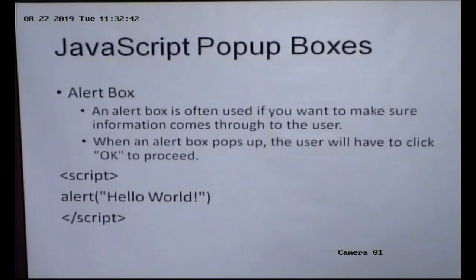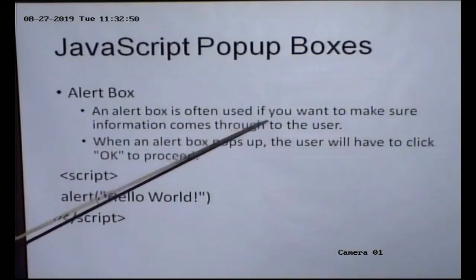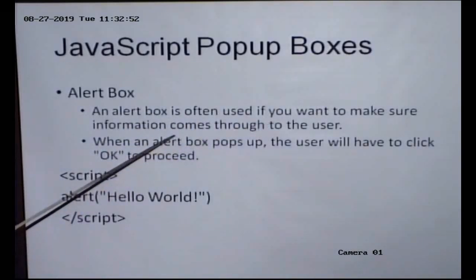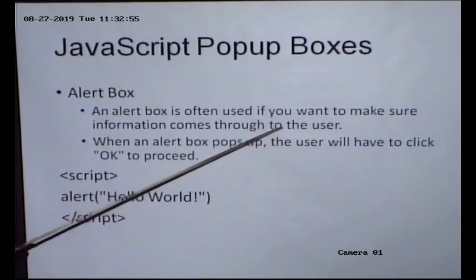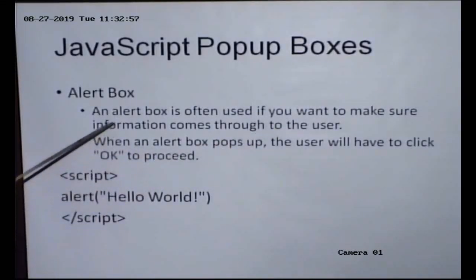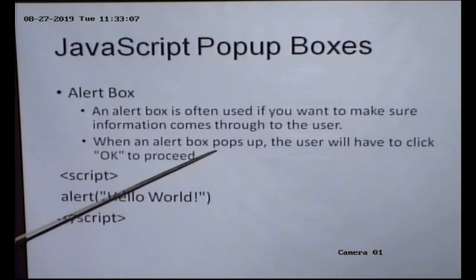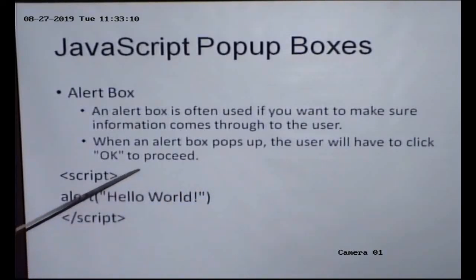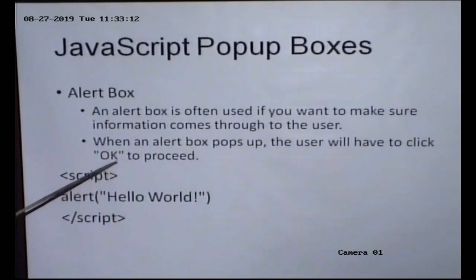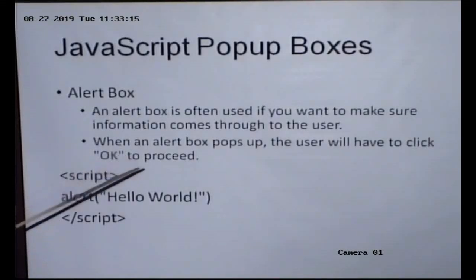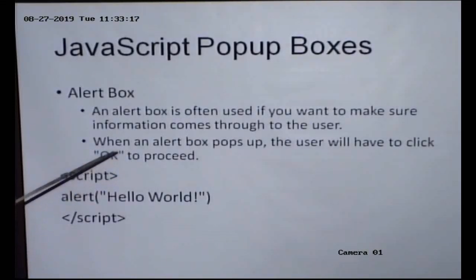Let's see a close picture of the alert box. So what is an alert box? An alert box is often used if you want to make sure the information comes to the user, in a box representation, like a window box. When an alert box pops up, the user will have to click OK to proceed. When you click OK, the alert box will disappear. Otherwise, it will remain in your browser.